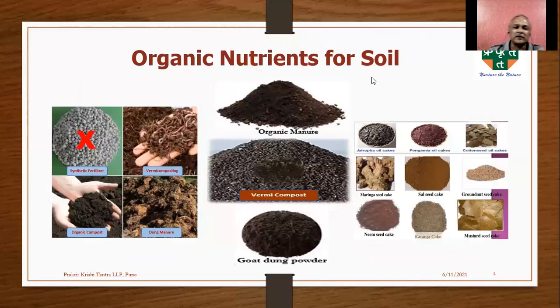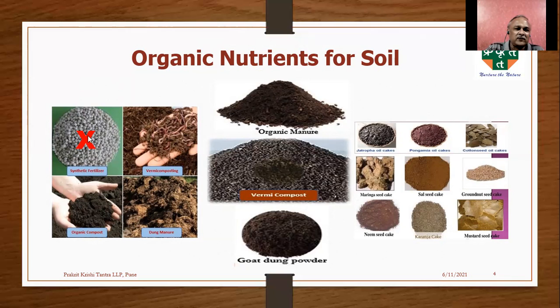So organic nutrients, we know about different kinds of organic nutrients, and we do use different kinds of organic nutrients. But here, a lot of things are very important to understand before we go for any specific type of organic nutrient, because everything is not useful in every way, every time, and every form.